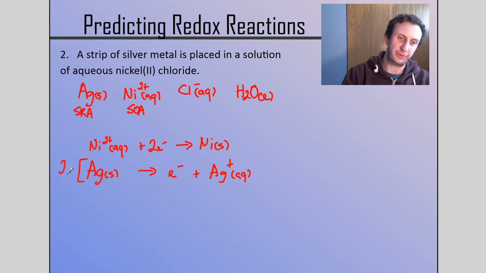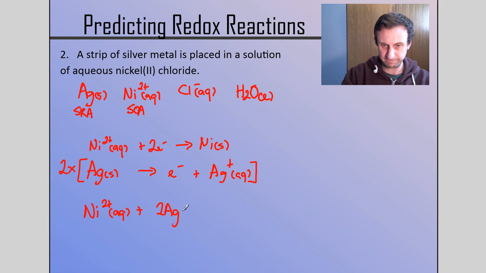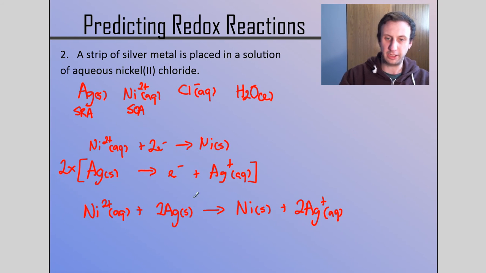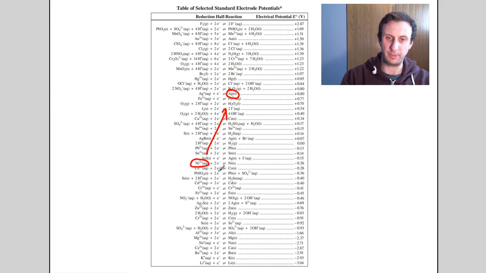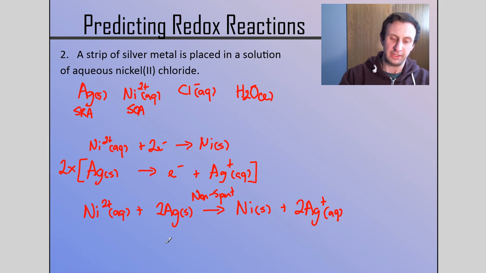In order to make this work, I need to multiply that by 2. So now I can combine into my net, and I will end up with Ni2 positive aqueous plus 2 silvers makes Ni solid and 2 Ag positive aqueous. I already determined that this is non-spontaneous based on the fact that it is uphill between my OA and my RA. I know that. And then in terms of the charge, this is 2 positive on the left, and it's 2 times 1 is 2 positive on the right, so I got a good answer here.